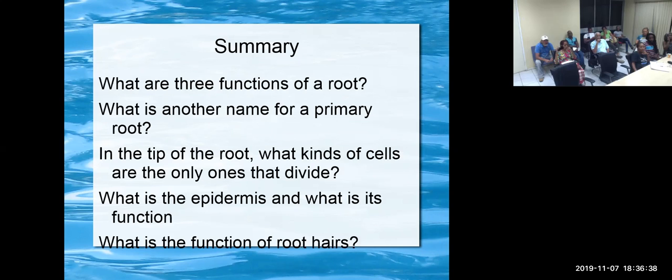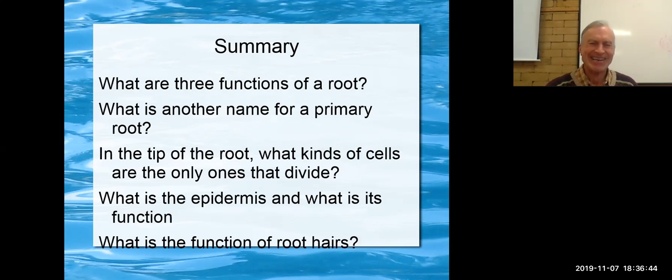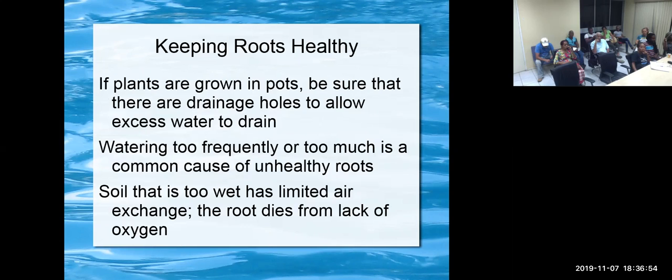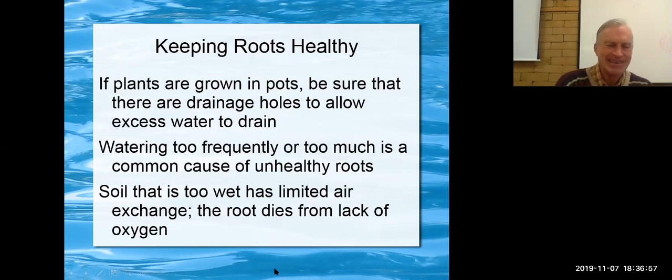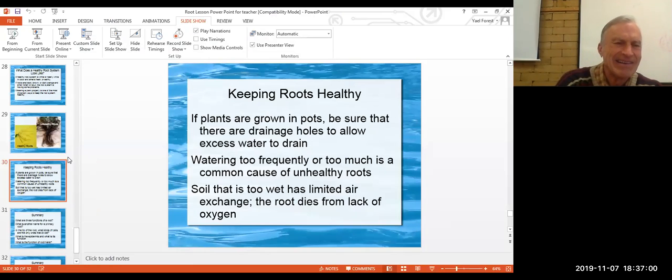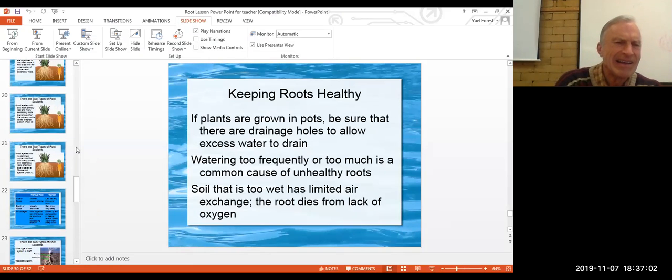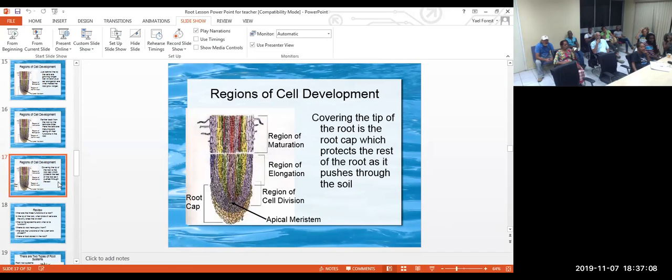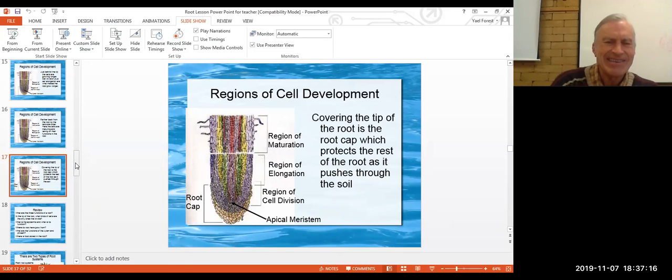And the tip of the root, what kind of cells are the only ones that divide? This is a good review. Want to pull up the cross section of a root for this one, Steve? All right. That's way back there. Anybody got a guess? Apical meristem? Apical meristem, Steve? Yeah, that's it.